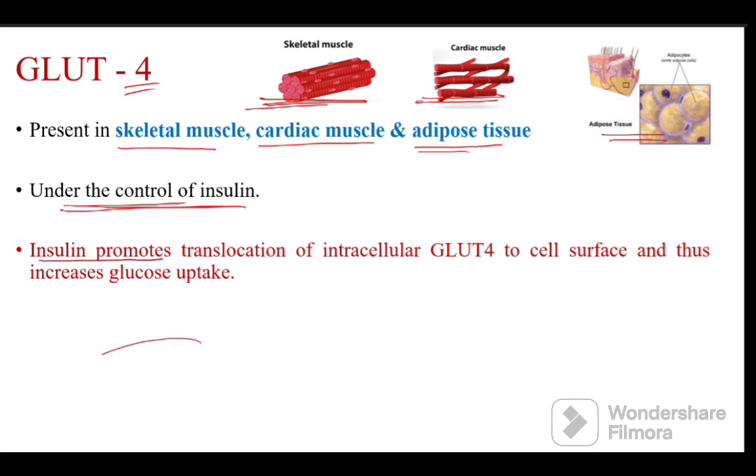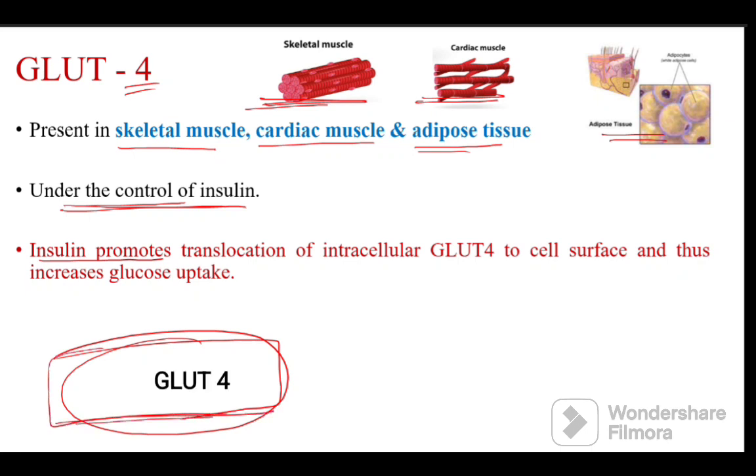So insulin, for example, if we take this as a skeletal muscle cell, generally the GLUT4 is present on the inner surface of the cell. So when insulin is secreted by the pancreas, these cells will have a receptor, and insulin will come and bind to this receptor. When insulin binds to these receptors, there will be translocation of this glucose transporter from the intracellular place to the cell surface.